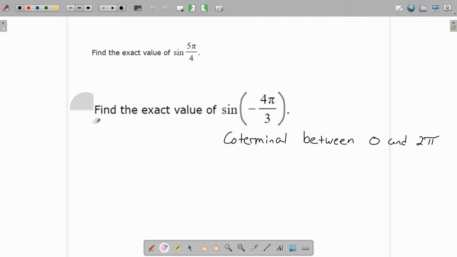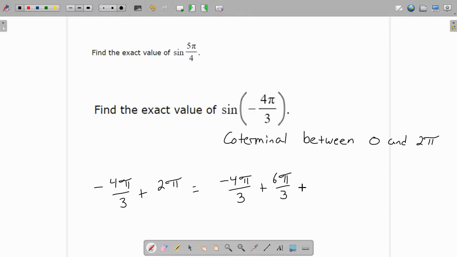Next problem, negative 4 pi over 3. All right, that's not between 0 and 2 pi. So this is smaller, so we have to make this bigger. So we have to add 2 pi. Remember our coterminal? So that's negative 4 pi over 3 plus, you have to put this over 3, so multiply by 3 over 3, 6 pi over 3. That's 2 pi over 3.